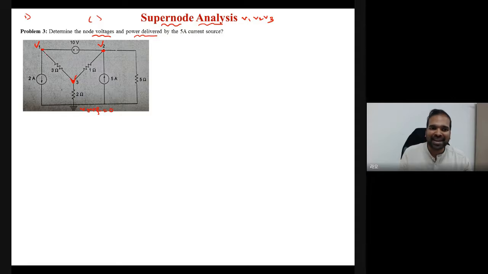Now what is our third step here? We need to apply KCL at node 1 to get equation 1, apply KCL at node 2 to get equation 2, and apply KCL at node 3 to get equation 3. Now see here, this voltage source is connected between which two nodes? V1 and V2. Therefore, you cannot apply nodal analysis. You should apply supernode analysis.